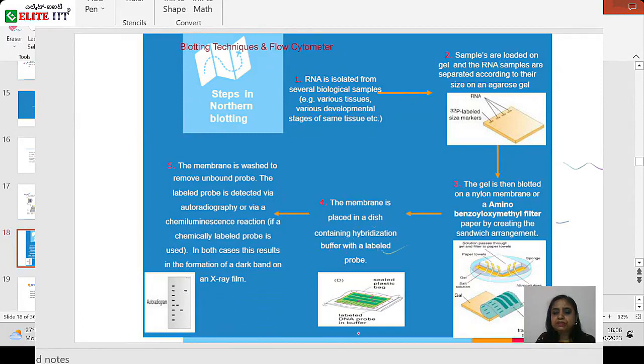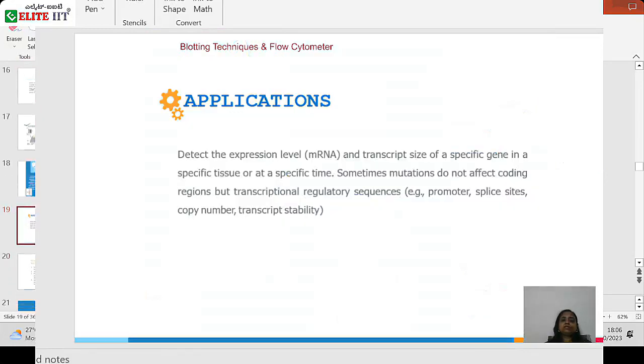Okay, a labeled DNA probe here, single stranded DNA, I think, binding with this RNA. And then the membrane is washed to remove unbound probe. The labeled probe is detected via autoradiography or via a chemiluminescence reaction. In both cases, this results in the formation of a dark band on an X-ray film. So this is all about northern blotting.